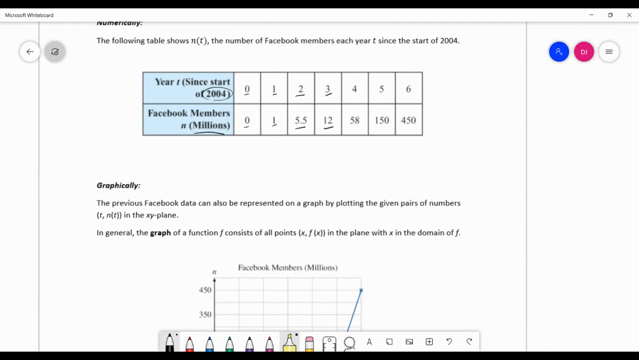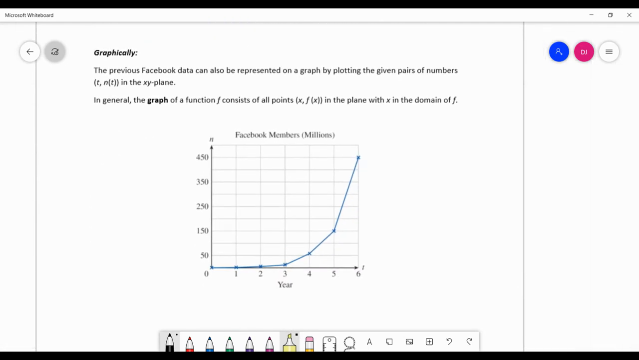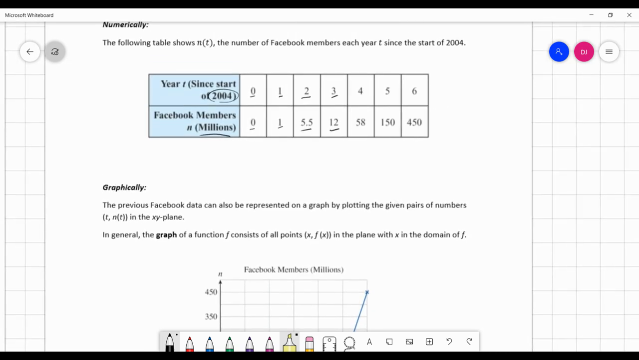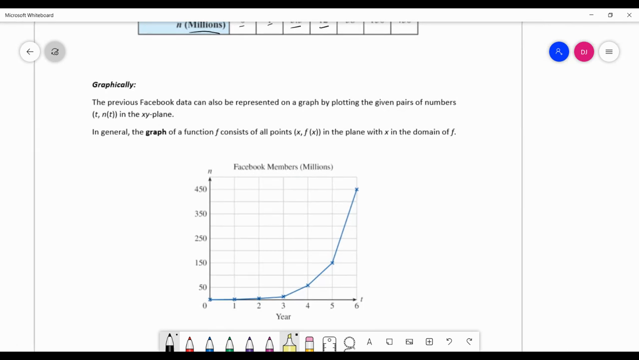If I graph that data on a coordinate plane, at 0 years there are 0 users. After 1 year, there are 1 million users. After 2 years, we had 5.5 million users. After 3 years, we're at 12 million. And you see graphically the growth in the number of Facebook users. Functions can be displayed numerically in a table, graphically on a graph.